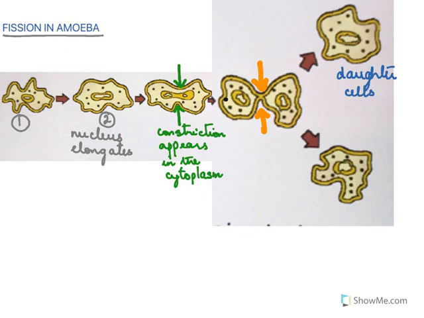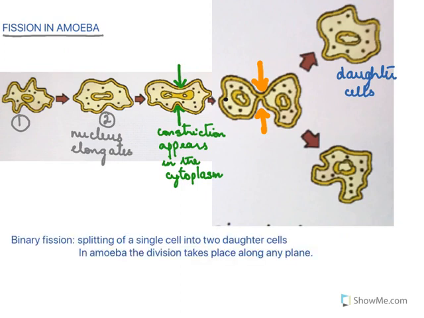This method is called binary fission because one cell divides into two. So binary fission can be defined as splitting of a single cell into two daughter cells. In amoeba, however, the division takes place along any plane. Next we will see about Leishmania.